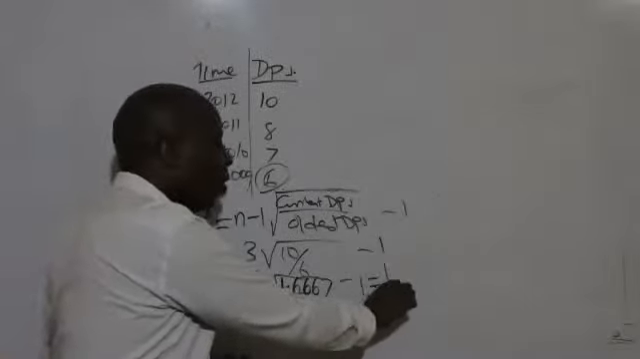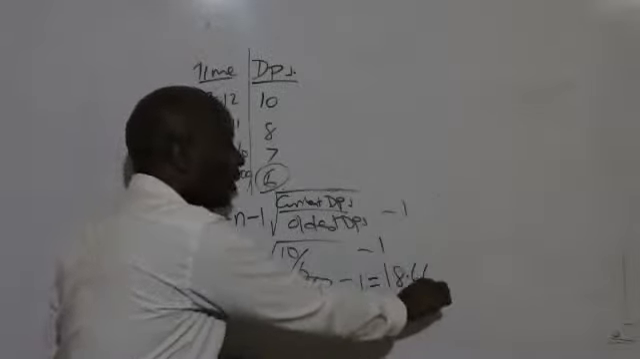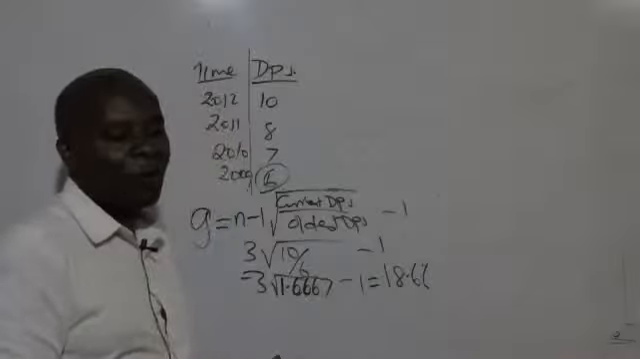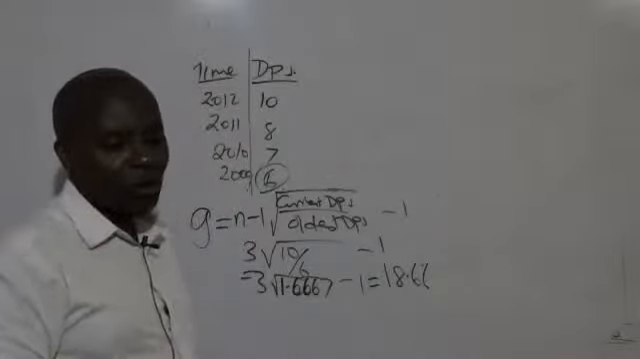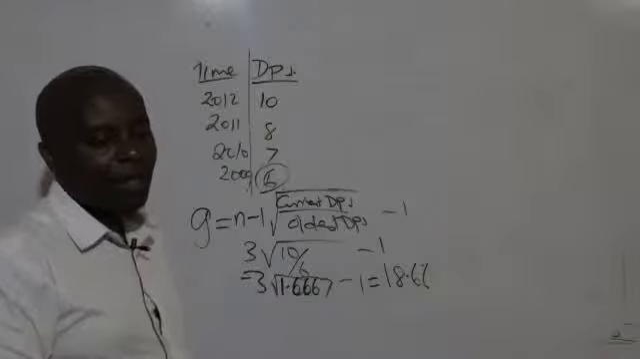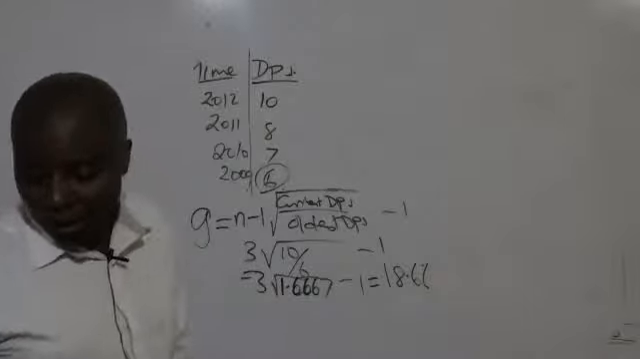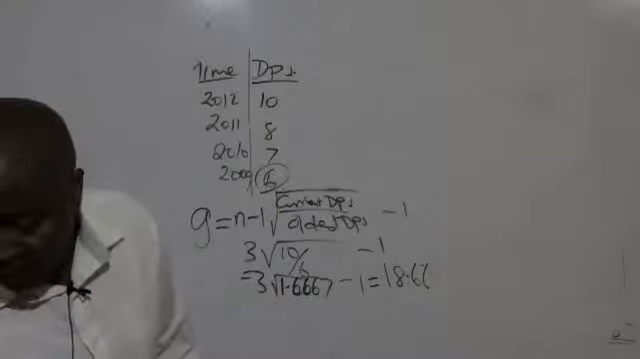That is how those students, after they got some figure and multiplied it with 100 for purpose of changing it to a percentage, they got 18.6%. 18.6% is correct.